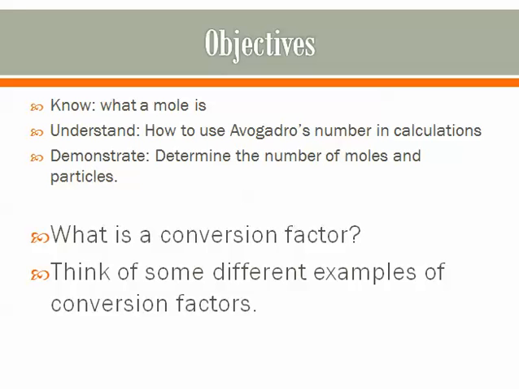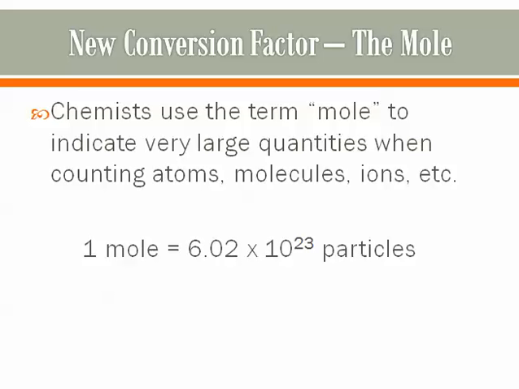An example would be 60 seconds in 1 minute. 60 seconds in 1 minute allows us to convert between the units of minutes and seconds. Another example would be 12 inches in 1 foot. This conversion factor allows us to convert between inches and feet. The mole, then, is simply a conversion factor that allows us to convert from moles to the number of particles present in a sample. We use the term mole to indicate very large quantities of substances because when we talk about atoms and molecules and ions, we're referring to very small things.